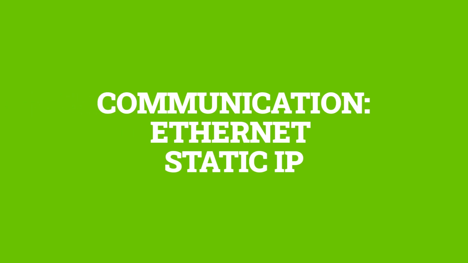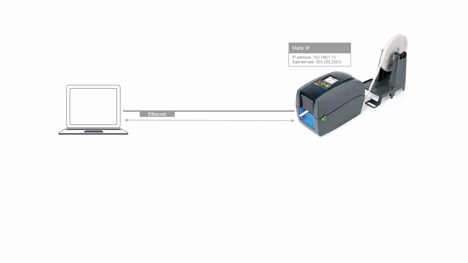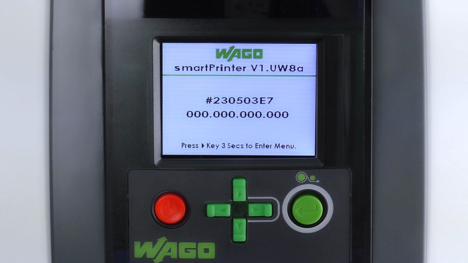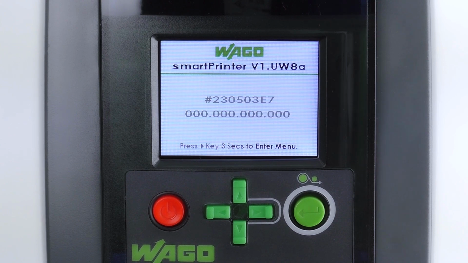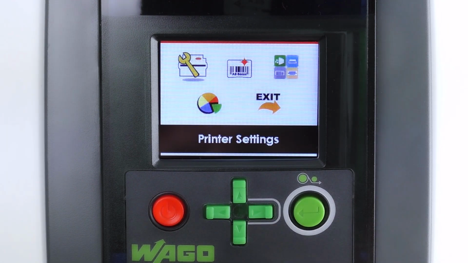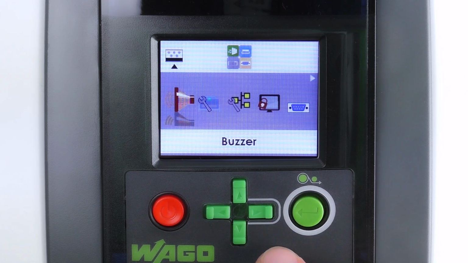Another way to integrate the printer into an Ethernet network is to assign a fixed IP address to the printer. The IP address is assigned directly on the printer. To exit the menu, press the right arrow button for 3 seconds. Use the arrow keys to navigate to the devices icon and press Enter.